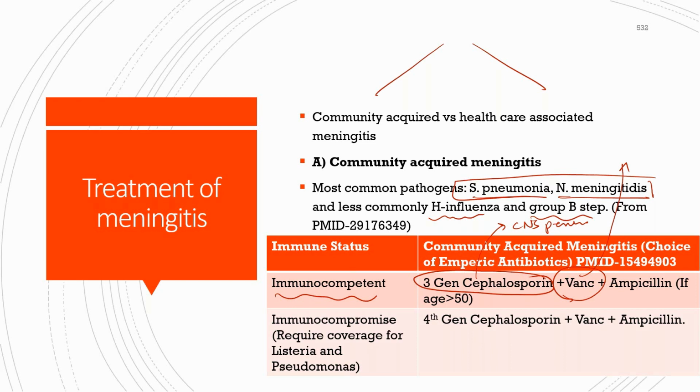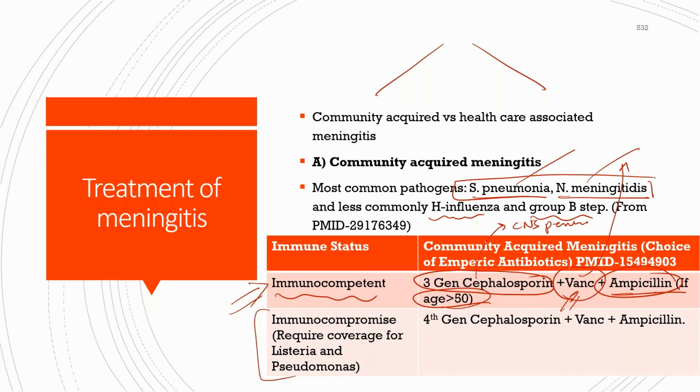So to cover penicillin-resistant strains of Streptococcus pneumo, we will add vancomycin, and then ampicillin for Listeria monocytogenes, especially if the patient is greater than 50 years of age. So this is when the patient is immunocompetent. So you are covering strep pneumo, covering resistant strains of strep pneumo with vancomycin. You are covering Neisseria meningitis, and you are adding ampicillin for Listeria too.